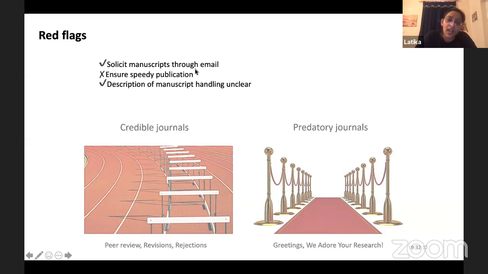And in our case, two red flags were present, which we failed to identify, although they did not ensure speedy publication.